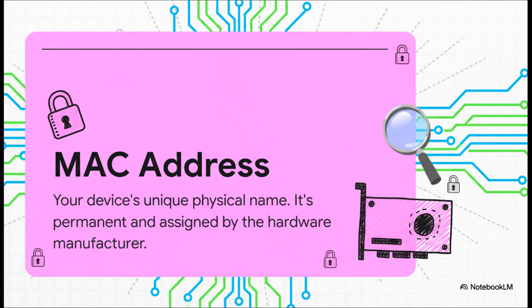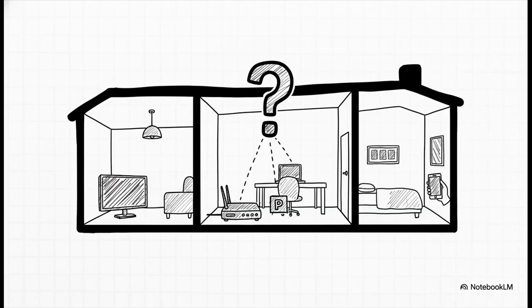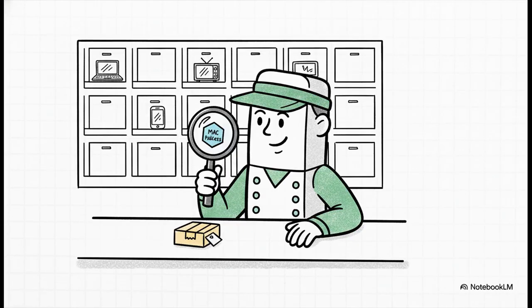If the IP address is the temporary location, the MAC address is the device's permanent, unchangeable name. It's like a serial number that's literally burned into the hardware by the manufacturer. It never, ever changes. So our packet is at your Wi-Fi router. The router knows this packet belongs to someone on this network, but it's got to ask, who gets this? The laptop, the phone, the TV? And this is where a device called a switch, which, by the way, is usually built right into your home router, takes over.